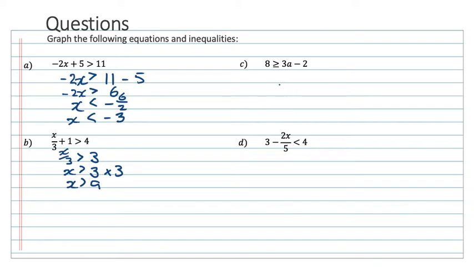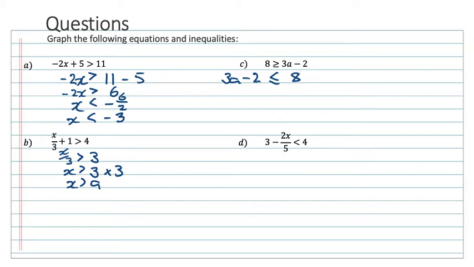Going over to C, 8 is greater than or equal to 3a minus 2. Notice that the variable is now on the right-hand side of this inequality. What we're going to do is, firstly, flip this inequality around. So 3a minus 2 is less than or equal to 8, as originally 8 was greater than or equal to. Now this expression is less than or equal to this expression. Then we're going to isolate the a.